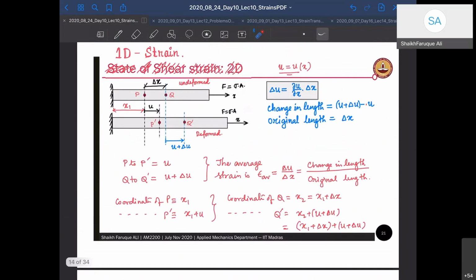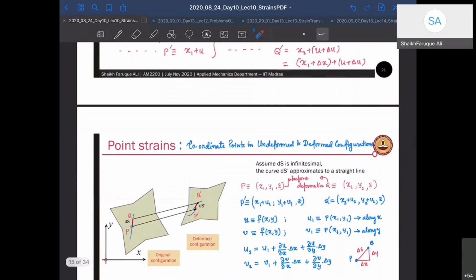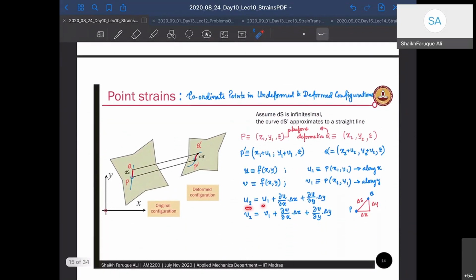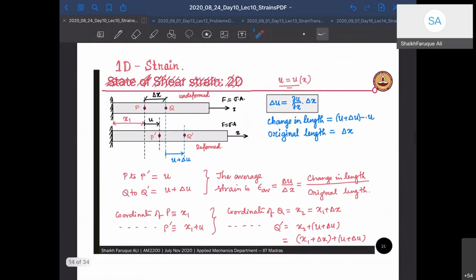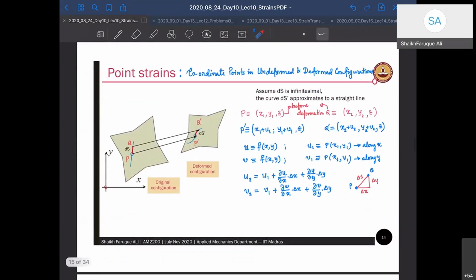Remember, where did I write it? Yes. U2 is going to be U1, like here we wrote it. U1 plus del U. Del U was given by del U by del X into del X, rate of change. So that's what I'm going to write. So U2 is going to be how much P has moved, that is U1, plus it will have extra movement because of this line change. That will be du by dx into del X.